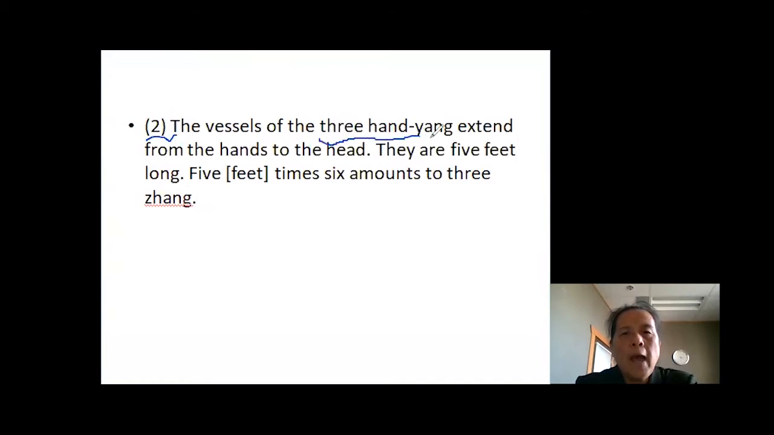The 3 hand yang meridians go from the hand to the head. That's basically the same as what we talked about: large intestine meridian, small intestine meridian, and Sanjiao meridian. Those are the 3 yang hand meridians that go from the hand to the head. They are 5 feet long.